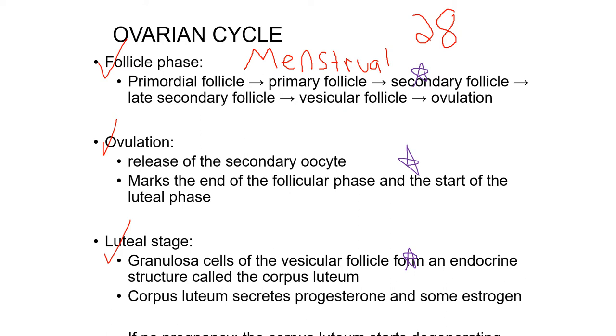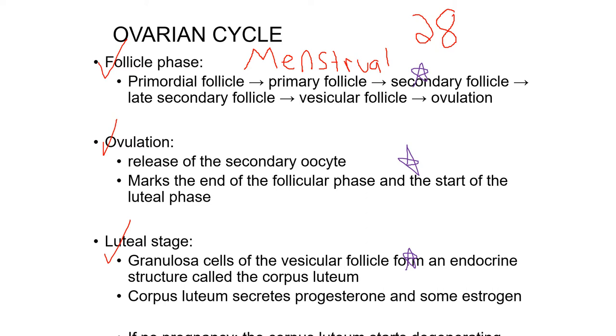If that's confusing, don't worry, don't panic. I'm going to show you a picture on the next slide, and we're going to bring this all together. But there are two overlapping occurrences happening during this 28-day cycle. The ovarian cycle is dealing with what's going on in the ovary, and the menstrual cycle is what's going on in the uterus. Okay, the ovary and the uterus, two different organs, but they are both reproductive organs, so they're going to be influenced by the hormones, right? The endocrine system.